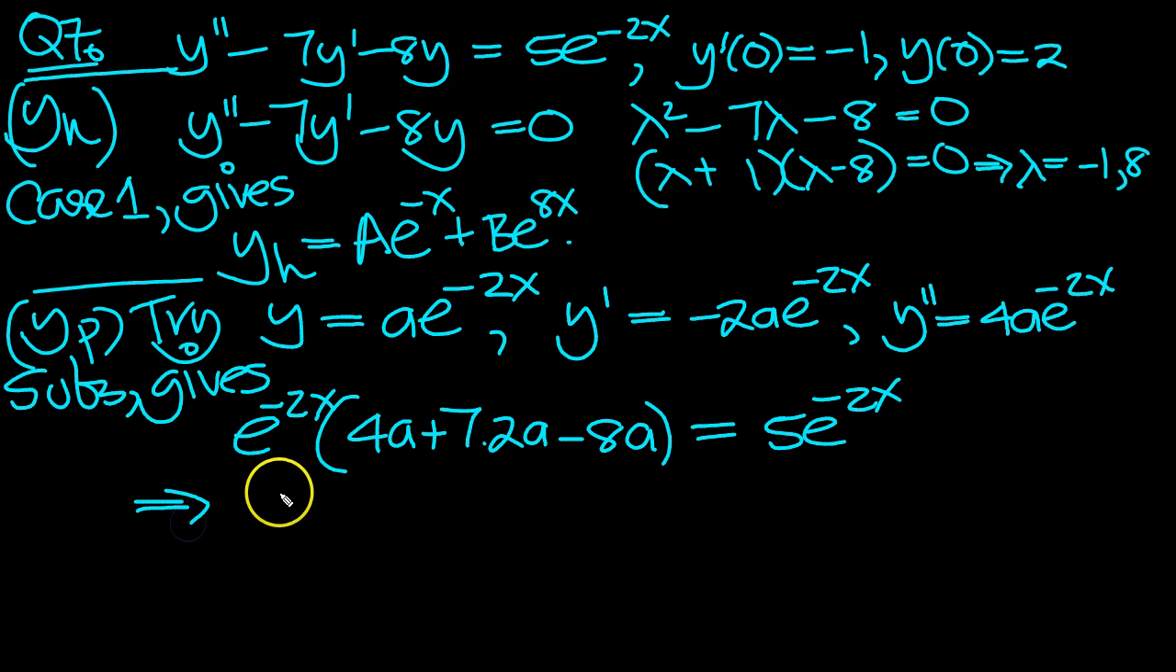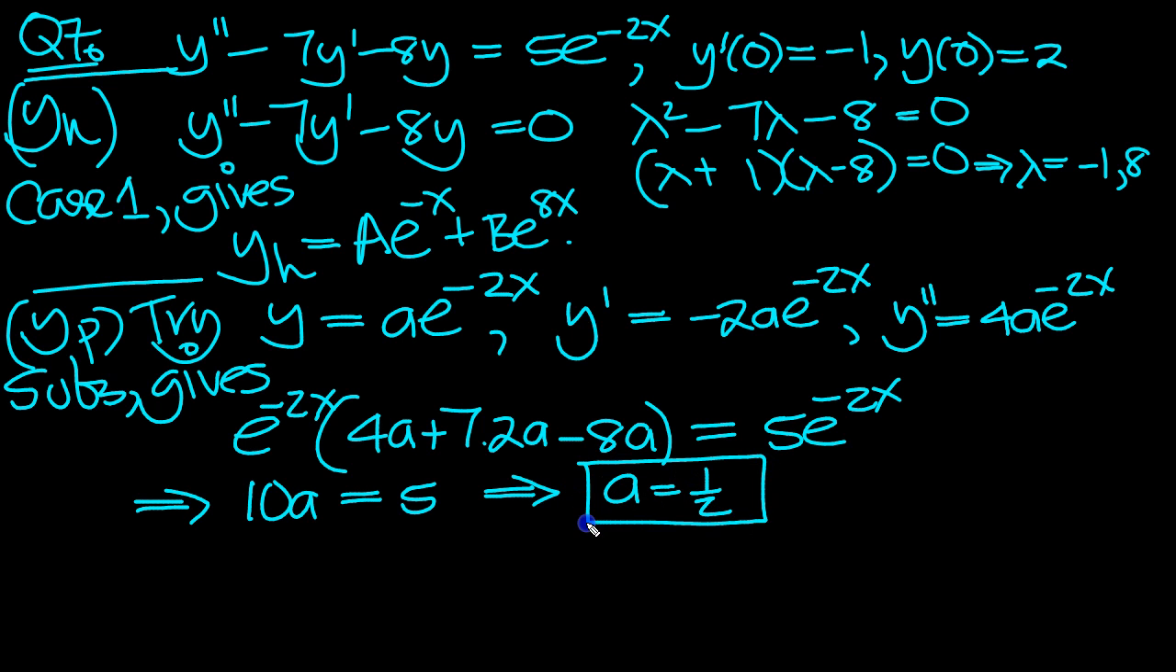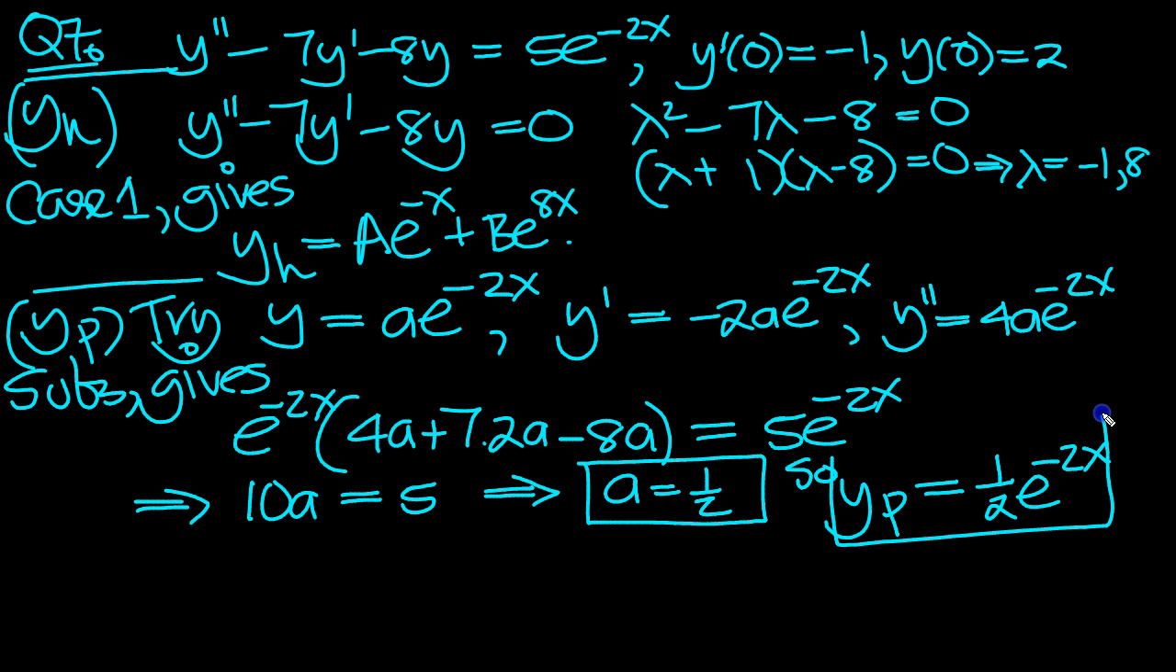So that tells us then 4a plus 14a here is 18a, take away 8a is 10a. And that's equal to 5 on the other side. So straight away we can see a is 5 over 10 or a half. So there's our value of a then. So our yp that we wanted to find here was a half e to the minus 2x. There we go. So that's our particular integral solution. So that's that bit done.